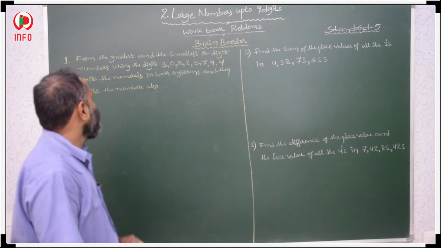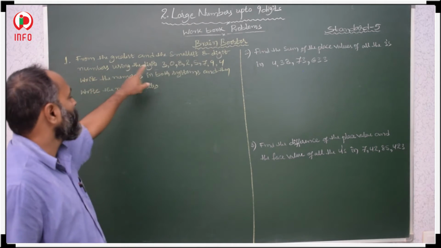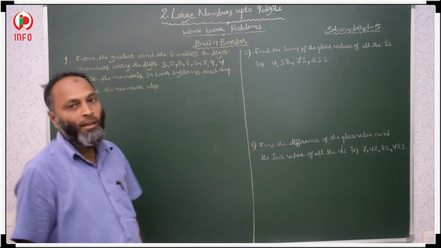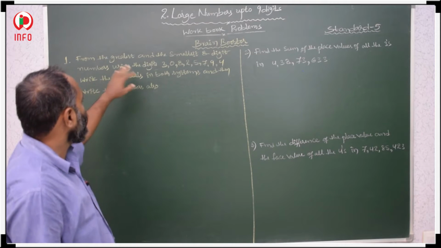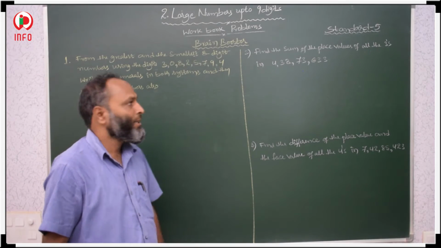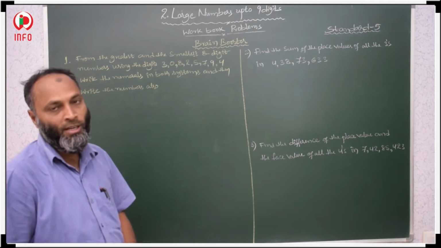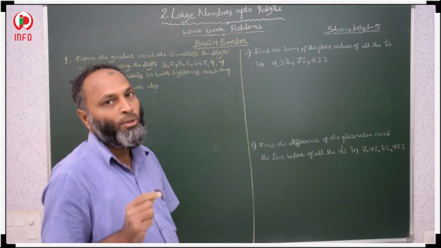Form the greatest and the smallest 8-digit number using the digits 1, 2, 3, 4, 5, 6, 7, 8. Using these digits, we have to write the greater number and the smaller number, and also write the numerals and the names of both numbers in both the systems.